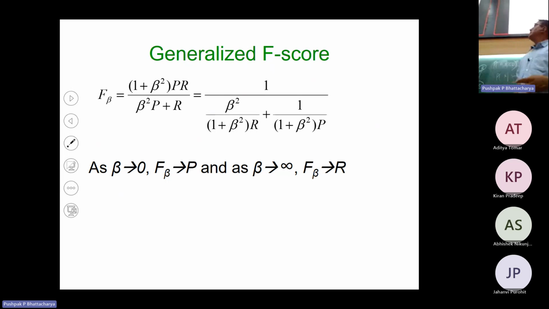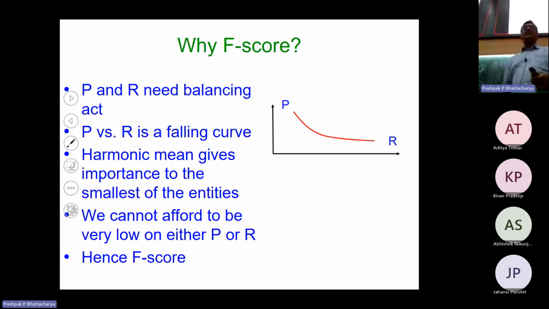Now we would like to combine precision and recall. Why so? Because precision and recall have this kind of falling curve. You cannot gain both unless you inject something extra, many times extra knowledge into the classifier. If you increase recall, precision falls, and vice versa. So you have to strike a balance between the two. Of course you want to increase both, but they have this falling behavior.